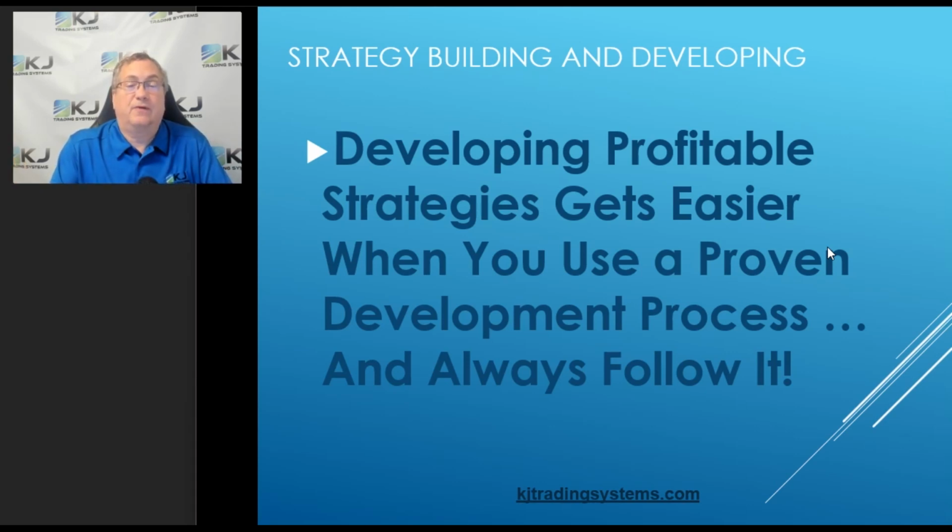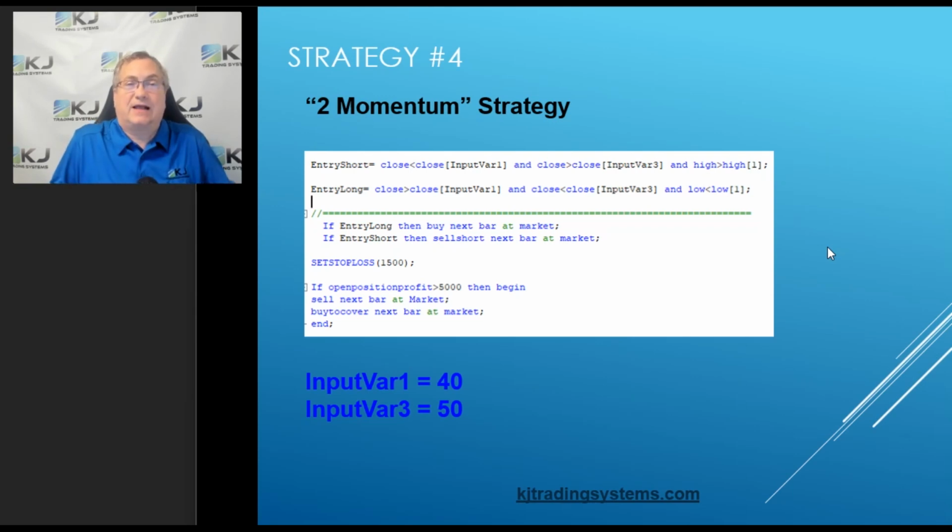Developing profitable strategies gets a lot easier when you have a proven development process and you stick to it and you are consistent with it. So remember that as you try to build your algos. Try to be consistent. But the big thing too is make sure you're consistent with the right kind of process. If you have a garbage development process, guess what? You're going to develop garbage. So you've got to watch out for that. So let's take a look at this strategy.